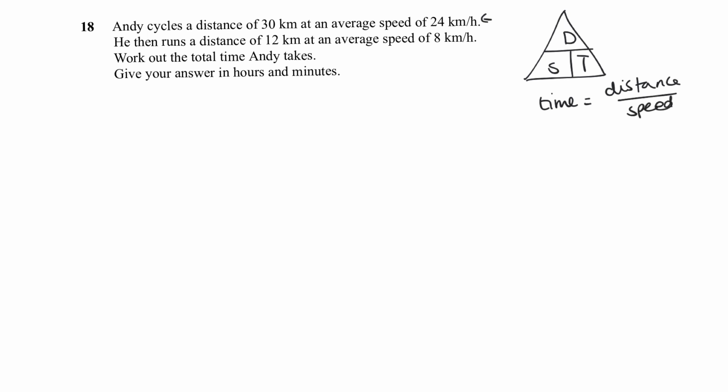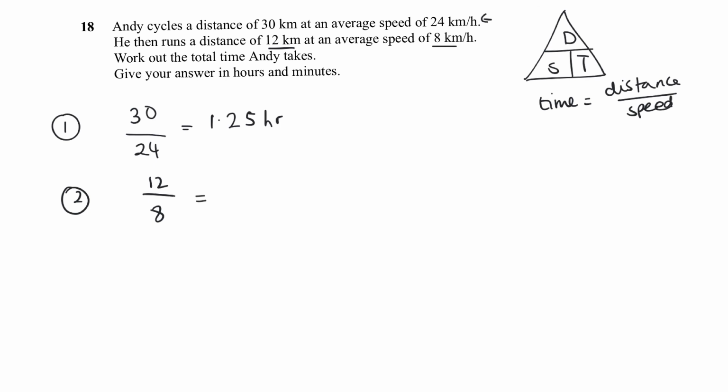Okay, so for the first part of his race, his distance is 30 kilometers and his speed is 24. So 30 divided by 24 will leave you with an answer of 1.25, and this time is in hours. I won't convert them yet. And then the second leg, it would be 12 divided by 8, which would leave you with an answer of 1.5 hours.